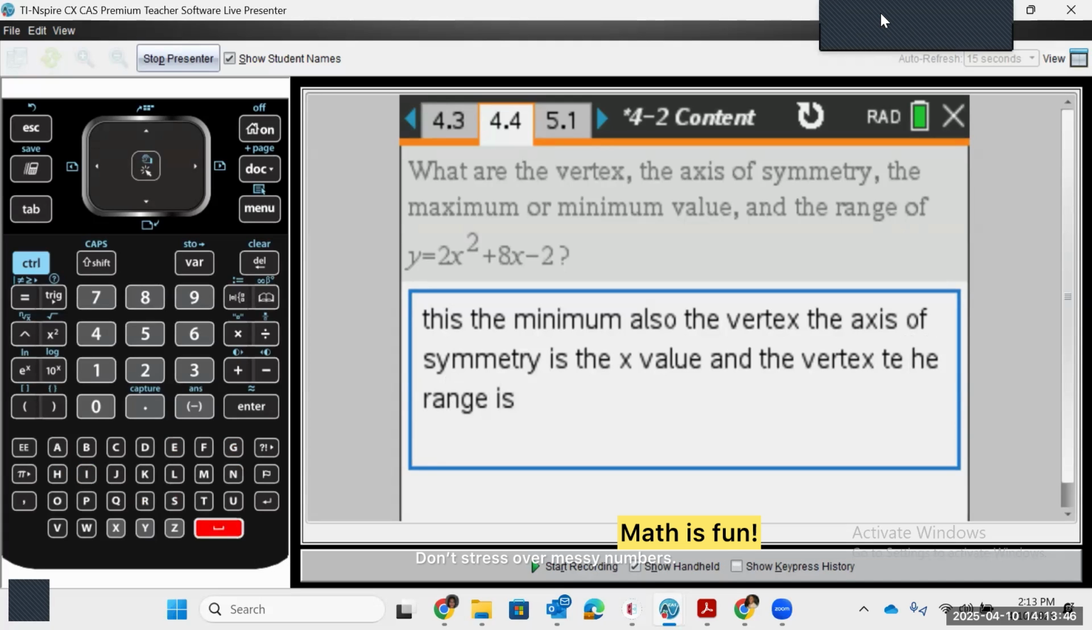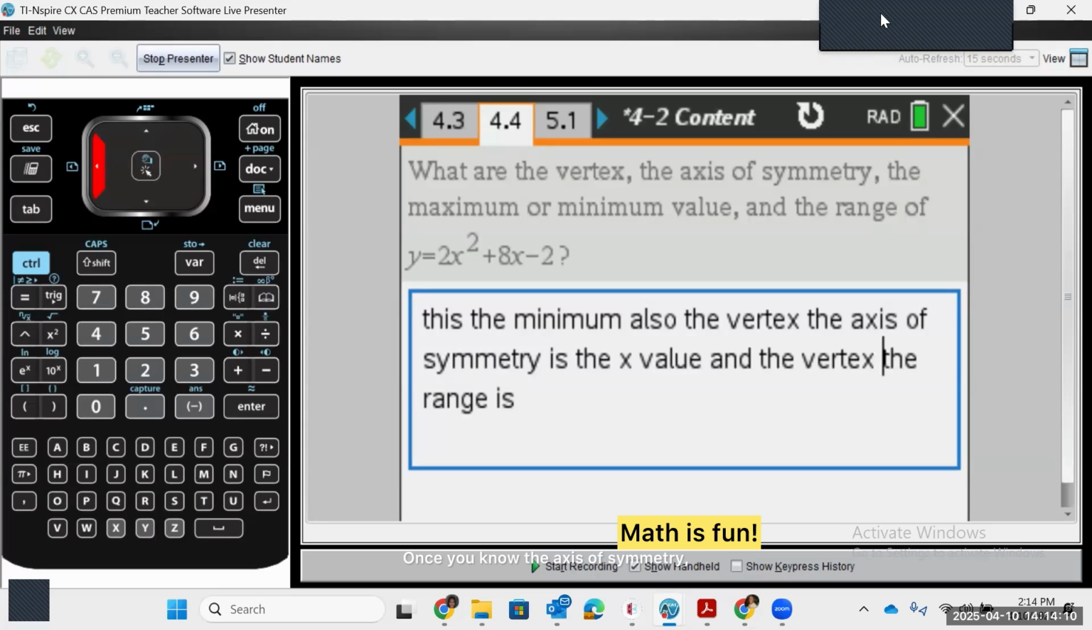Don't stress over messy numbers. Whether it's decimals or fractions, focus on your process: analyze, transform, interpret, look for patterns and relationships. Ask yourself, can I find the vertex? Does the graph open up or down? What's the range? These checks keep you on track. Be patient, real learning takes time.